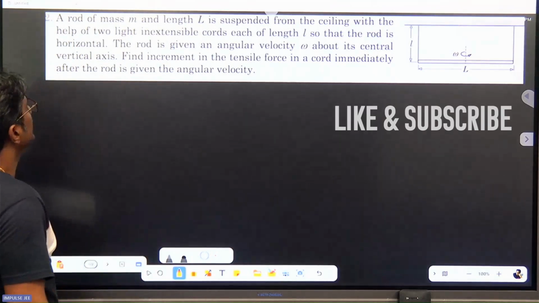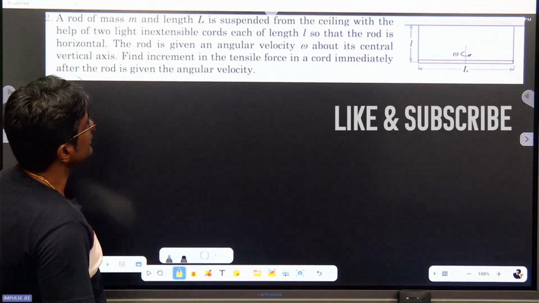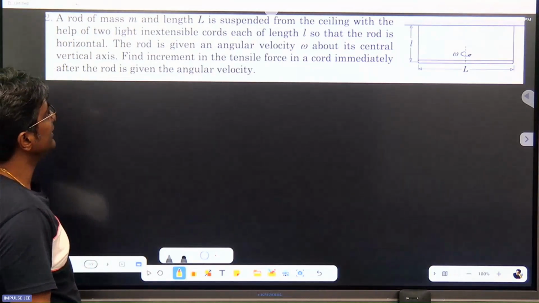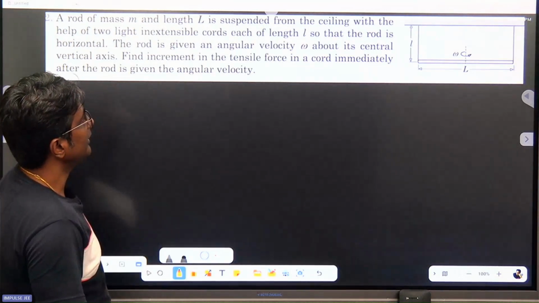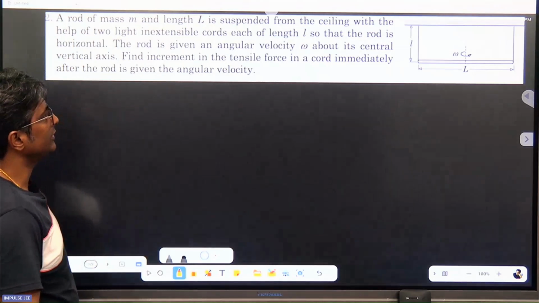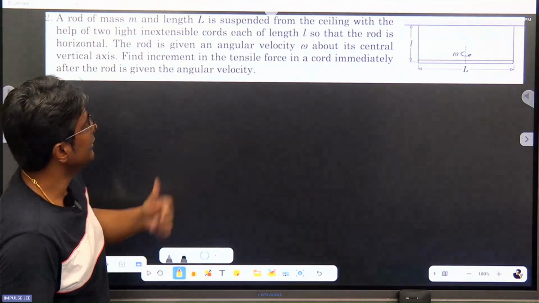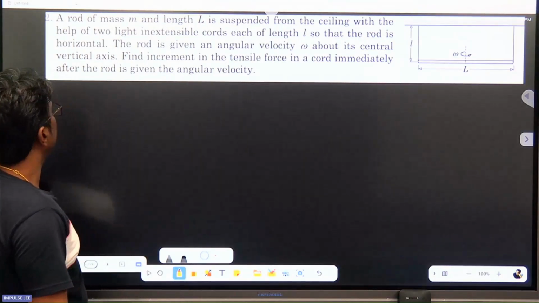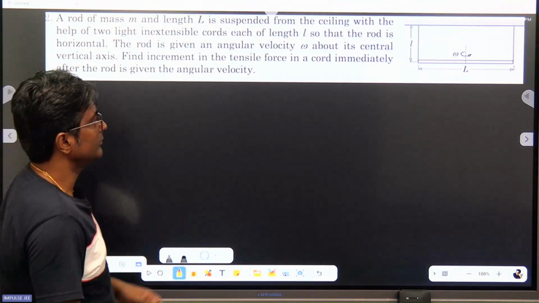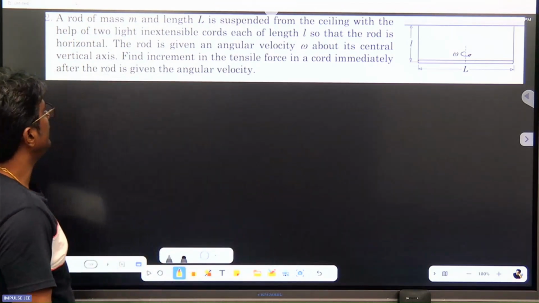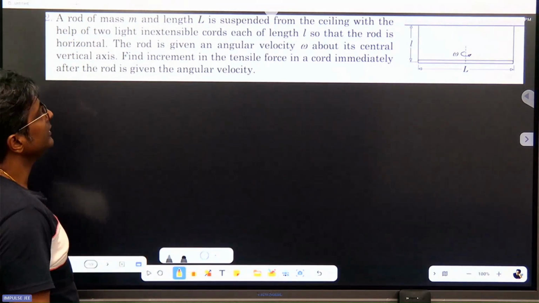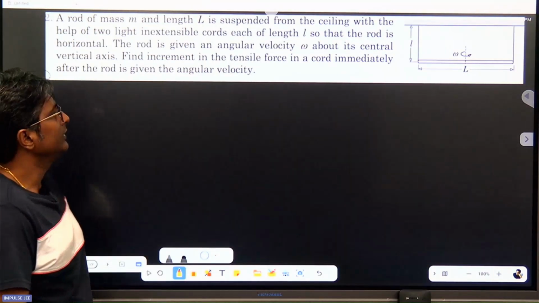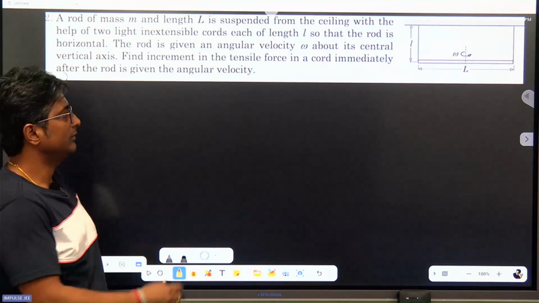The question is, a rod of mass m, length L is suspended from the ceiling with the help of two light inextensible cords, each of length L, so that the rod is horizontal. Starting, it is given that the rod is horizontal. The rod is given an angular velocity omega about its central vertical axis, which is given in this diagram. Find the increment in the tensile force in a cord immediately after the rod is given angular velocity omega.